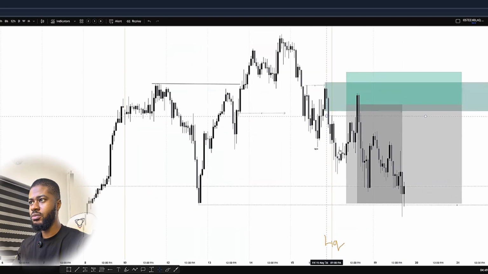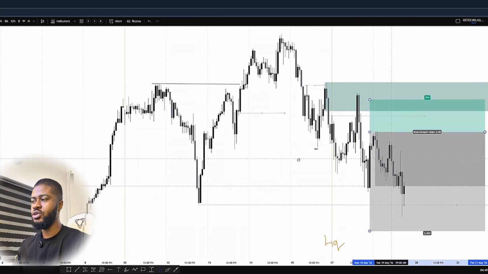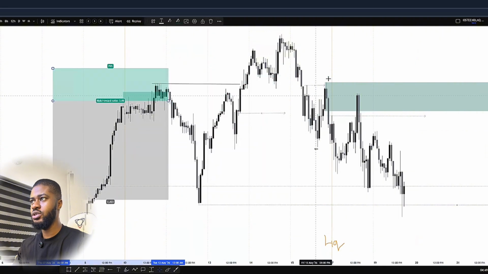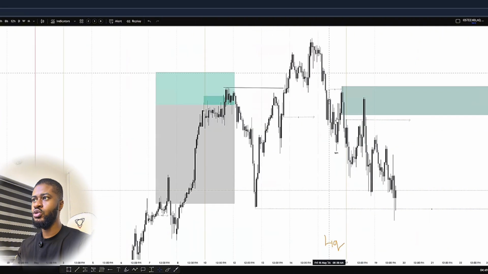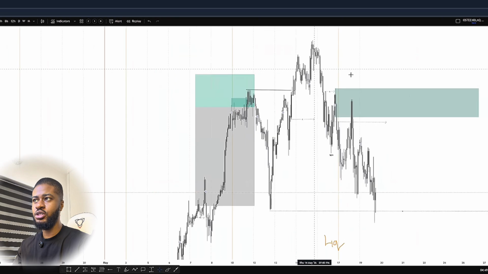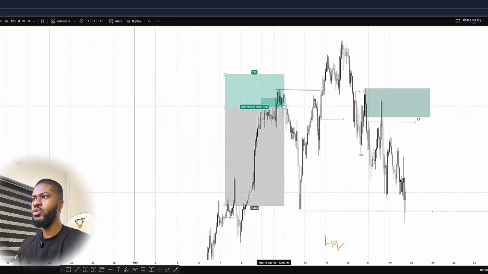Alright, so I needed price to just come up here, and that was why I dropped that trade for you guys. I told you I'm looking to sell from this area, and I told you to wait for what? Confirmation, and you take your trade. So that was how I dropped the trade for you guys. Now, how would you have entered?